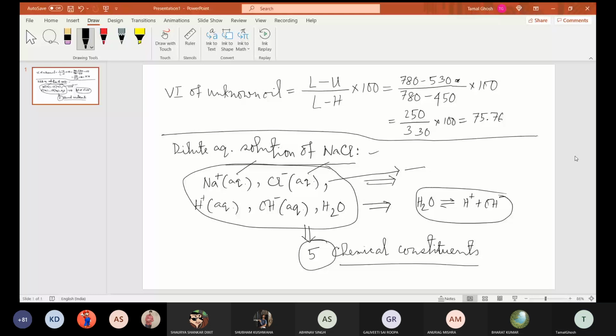In this, the autoprotolysis of water is taking place and H plus OH minus ions will be formed. So as a result, this equilibrium will be existing, H2O to H plus and OH minus. So that is the reason for existence of these H plus, OH minus and H2O. So totally we will have 5 chemical constituents. So that is the answer with the justifications.